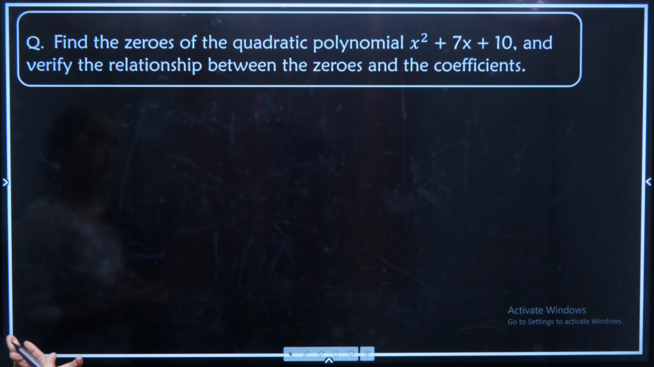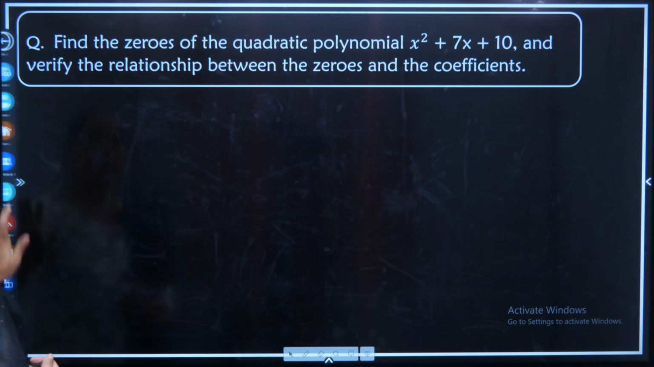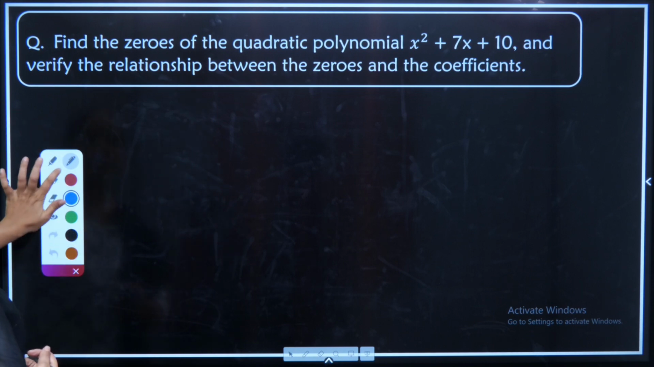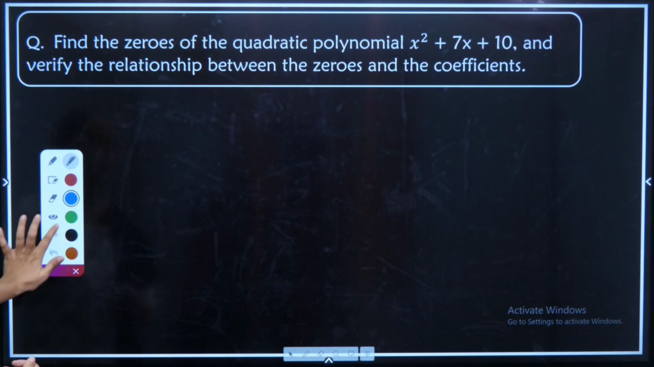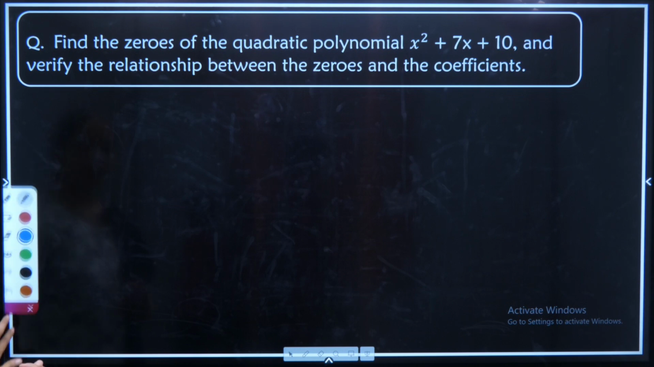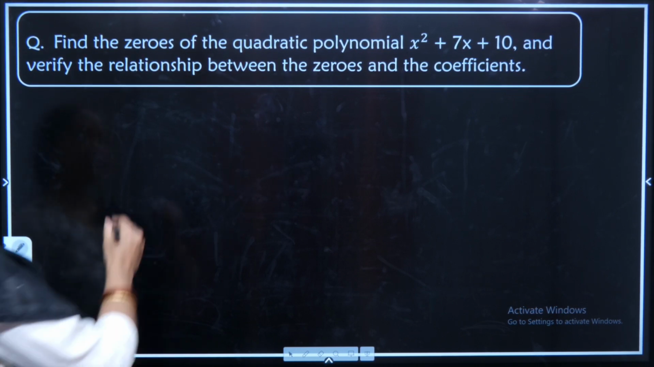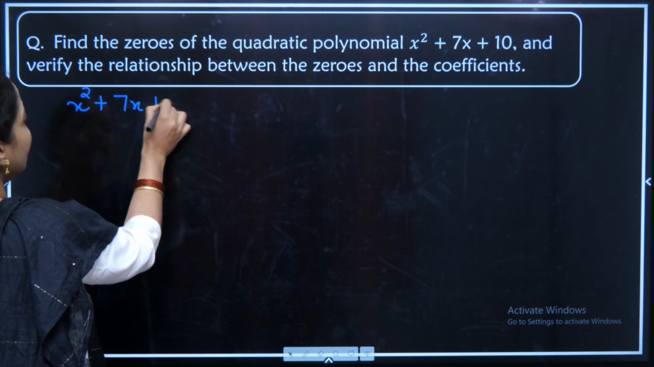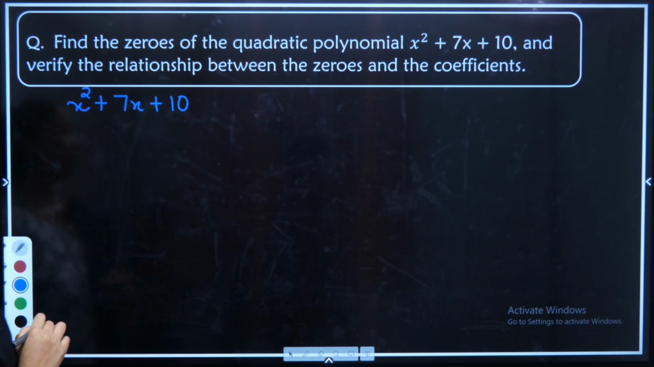The question says, find the zeros of the quadratic polynomial. The quadratic polynomial is given to me. The polynomial is x square plus 7x plus 10. Let me just quickly write it down in one corner. And what are they telling me to find out?